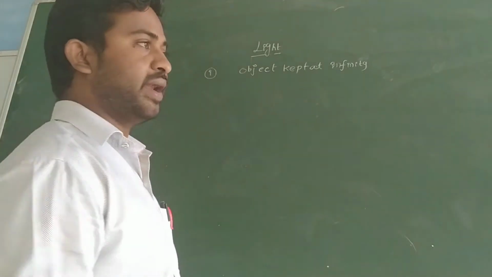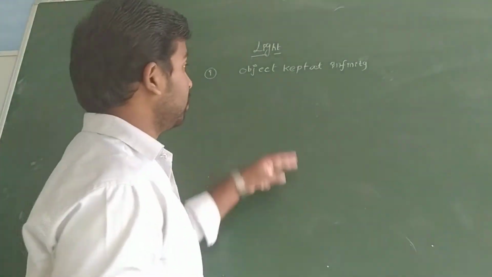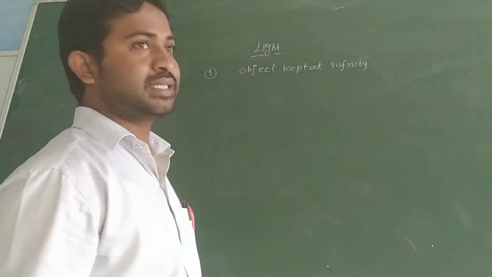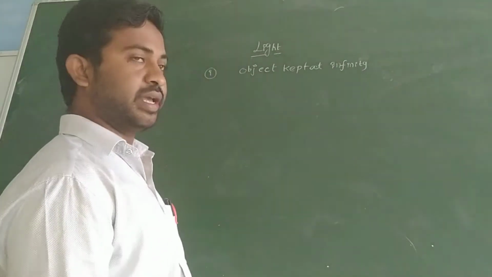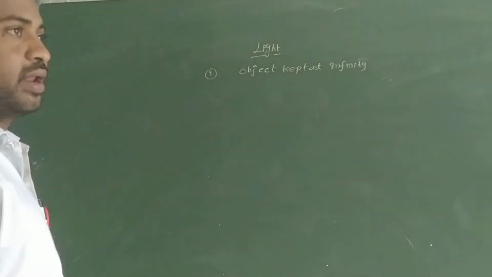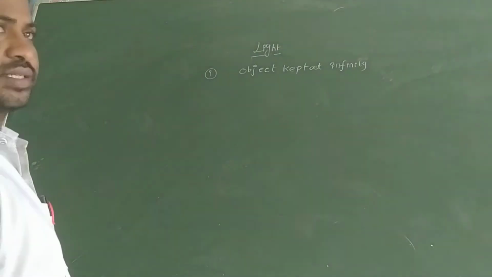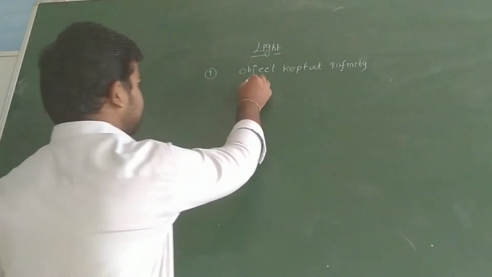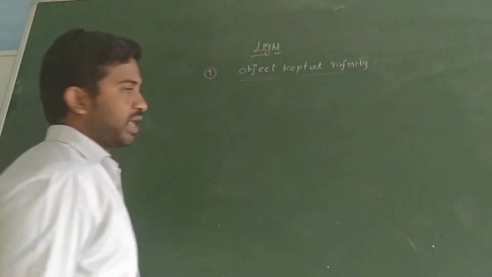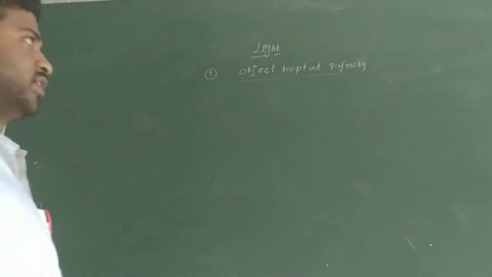If you don't have an idea about the rules for image formation, you can't construct the image formation of any spherical mirror. So for that you just have to learn the rules for image formation that I already discussed with you. The first one is object kept at infinity: where will the image form, and what is the nature of its image?